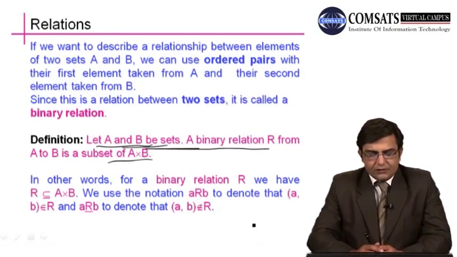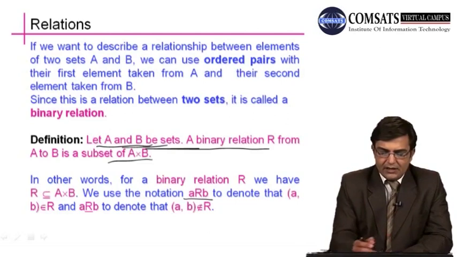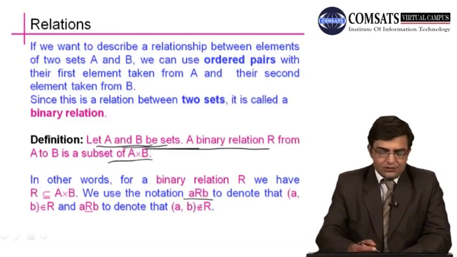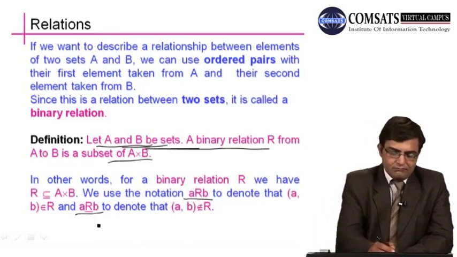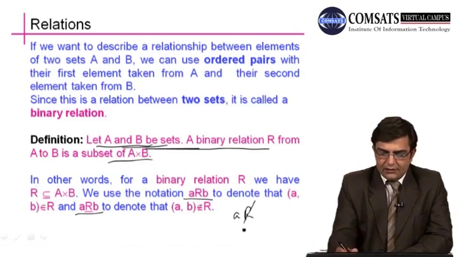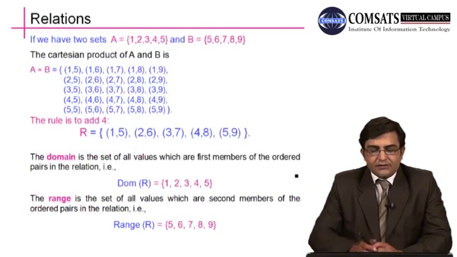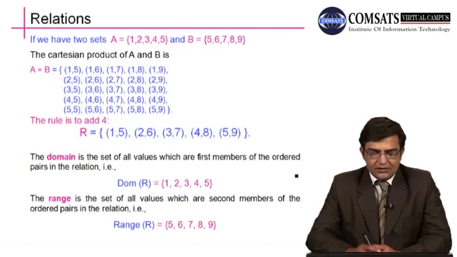In other words, for a binary relation R, we denote it as a R b if (a, b) belongs to R, and if (a, b) doesn't belong to R, we denote it like this, a R b with a bar under the R, or we can denote it as a R b with the R crossed. So we have studied some one-to-one relations, many-to-many, one-to-many and many-to-one relations. I repeat here some of them.